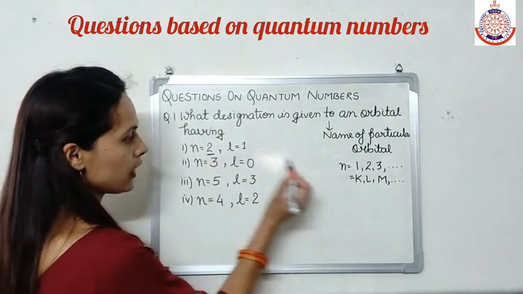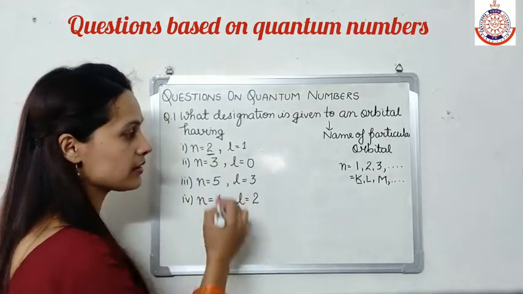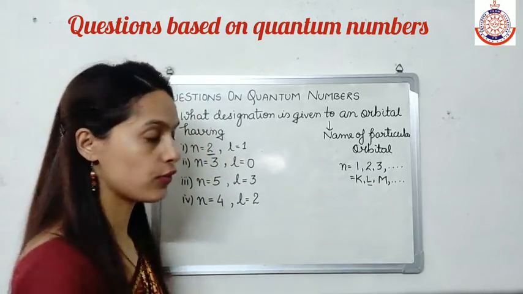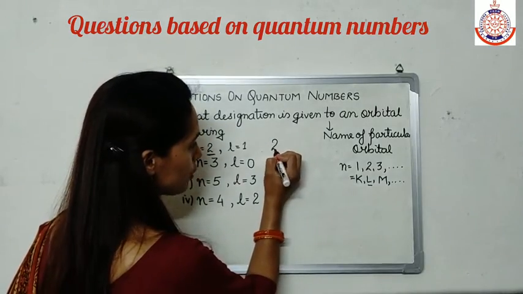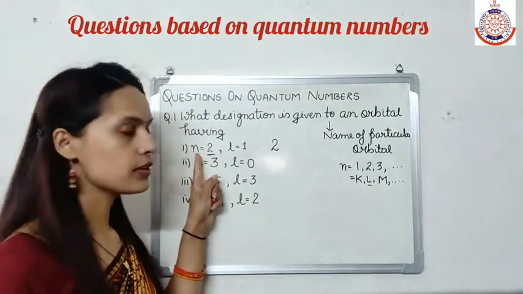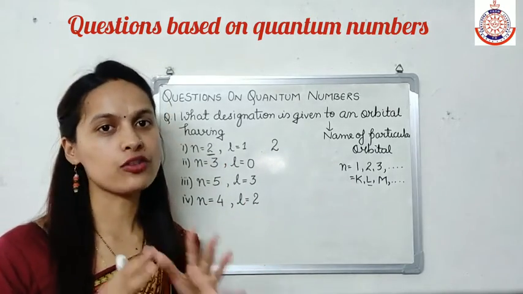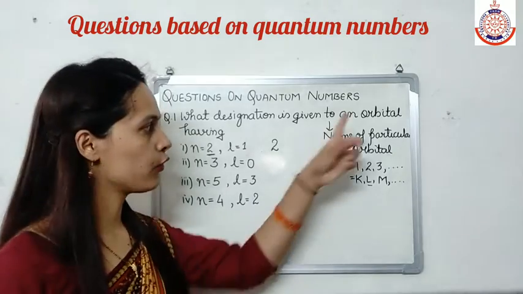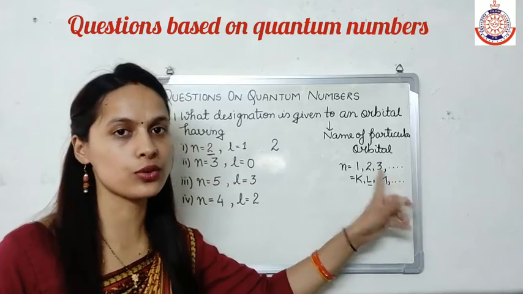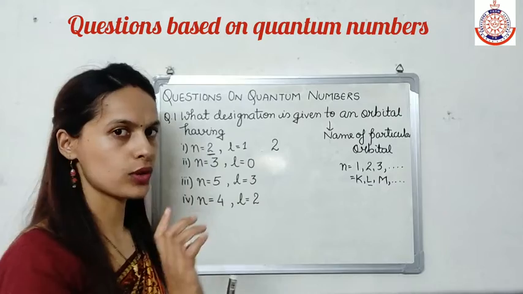So here it is 2. Here the 2 stands for L, means the second shell. I don't write L here, I write 2, because n we have to represent as it is. Whatever number is given to us, we have to represent as it is for the representation of an orbital. We don't have to write the symbol used for that particular number. So n equals 2 means here I have to write 2.